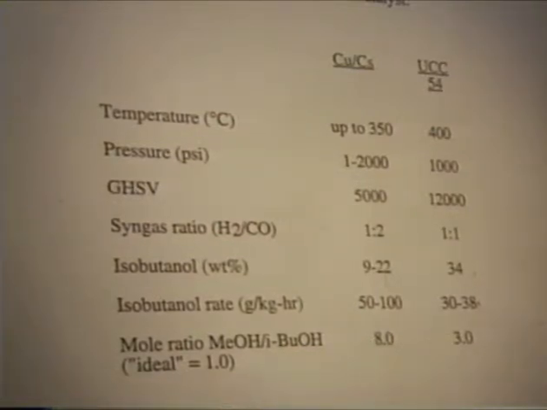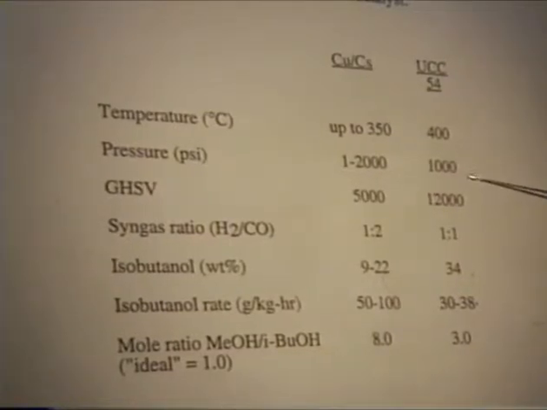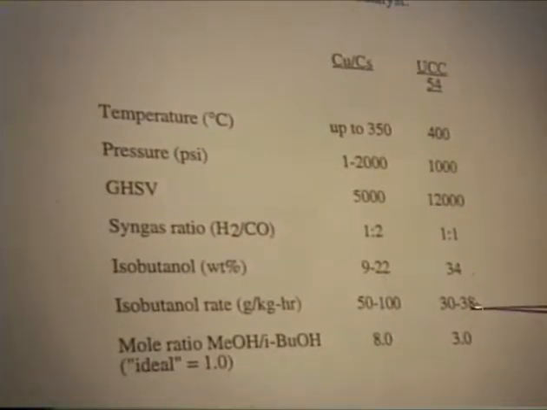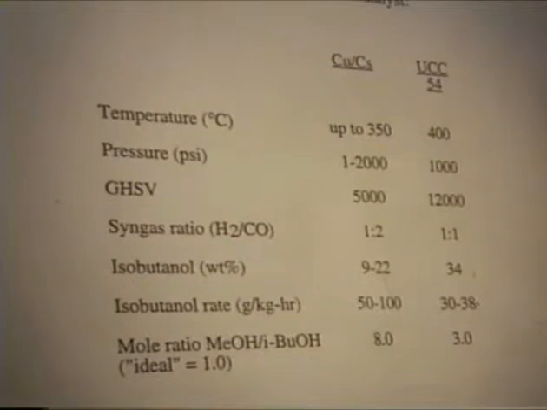With the best catalyst formulation that we tested in the microreactor system, at 400 degrees, the higher temperatures, 1,000 pounds, using 1-to-1 syngas, we get about 34 weight percent of isobutanol, which works out at a rate of somewhere between 30 to 38 grams per kilogram hour. All these tests were performed at 400 degrees and 1,000 pounds. We had no idea of how these catalysts would perform over a range of different process parameters. So that's what I'm going to go ahead and talk about for the rest of the talk.